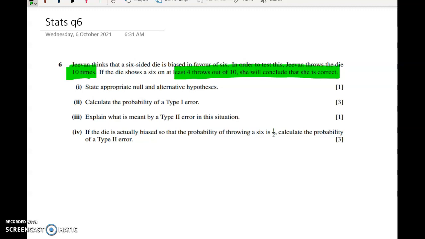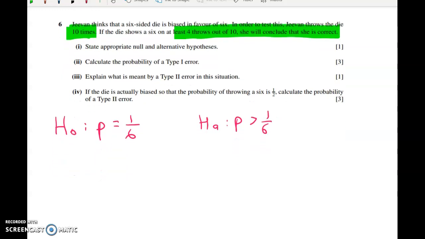And this is going to be a binomial distribution hypothesis test, right? Because I've got 10 trials and a probability of a die giving a 6. So I'm going to just write out the hypotheses. So we've got H0: p = 1/6, H1: p > 1/6. But I have to say, what is p, right? So you won't get any marks for that unless you say p is the probability that the die lands on a 6.